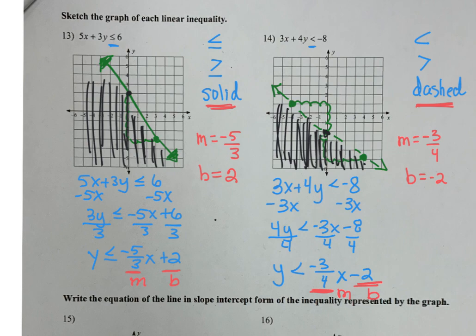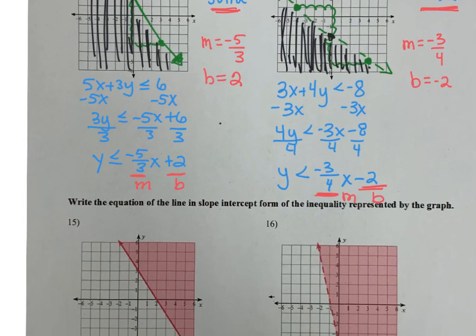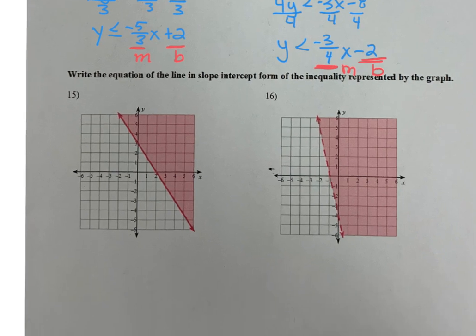So again, when they give you equations and ask you to graph, the easiest thing is to put those in y equals mx plus b form, and then plot your y-intercept, and then plot your other points using your slope. Okay, so now let's go on to question number 15.